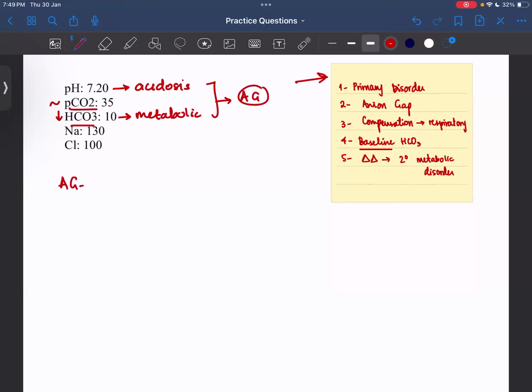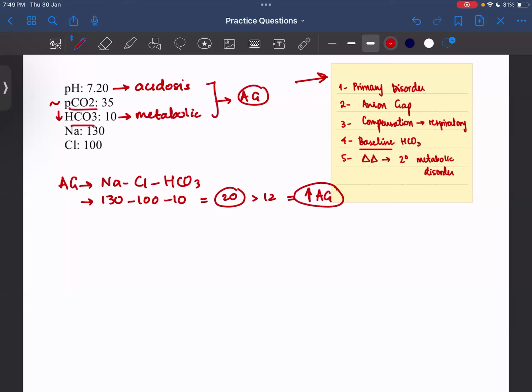What is our anion gap? Sodium minus chloride minus bicarb, okay, which is 130 minus 100 minus 10. And this should be 20. Okay, this should be 20, which is much greater than 12, which means that we have a high anion gap. So far, according to our example, we have metabolic acidosis, but with a high anion gap.